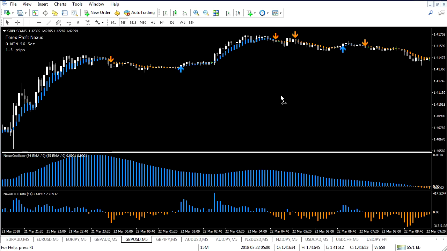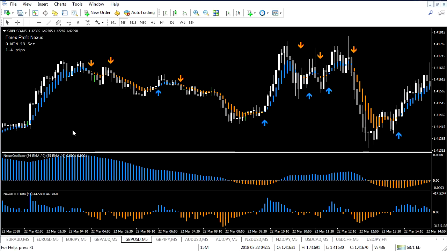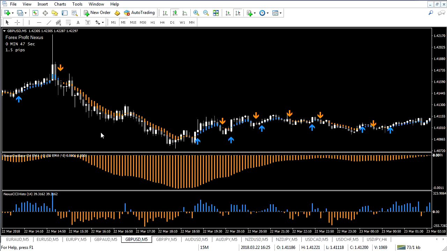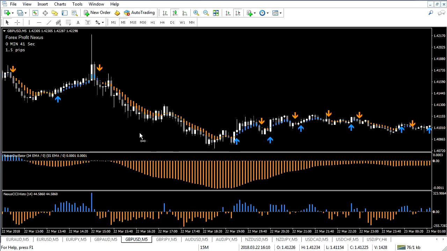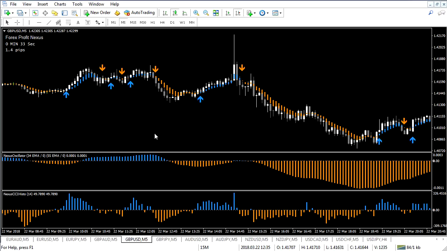So with this one, when the Nexus Oscillator is blue, the bias is up. We're looking to only buy. When the Nexus Oscillator is orange, the bias is down, and we're looking only to sell. Now, when the Nexus Oscillator changes from blue to orange or from orange to blue, this is not a signal to take a trade. We're not going to use this as a signal. We're using this simply as the direction to trade.